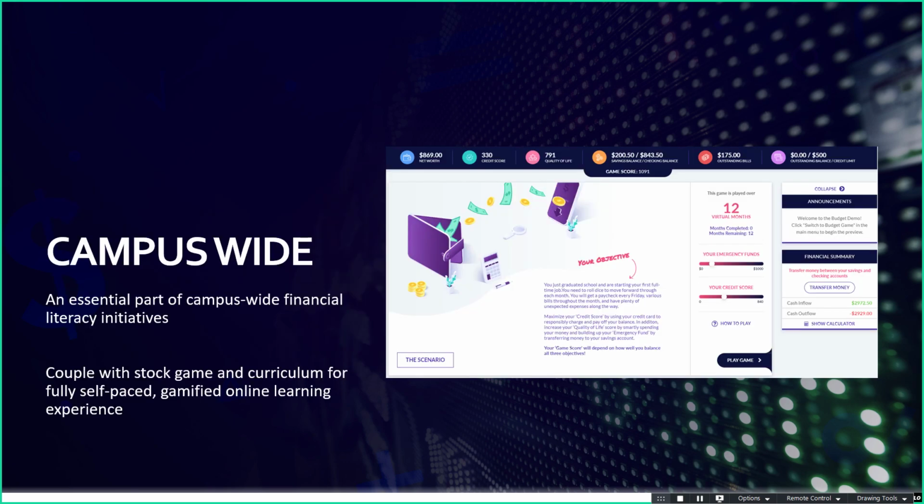The second option is campus-wide. We've already had a lot of talks from our early testing teachers who wanted to use these for campus-wide personal finance initiatives. So they would couple the stock game with the budgeting game for a fully self-paced, gamified online learning experience. An example of this would be the students start in the budgeting game. They are asked to, for the first 2 months, save up their first $1,000 in their emergency fund. After they finish those $1,000, we credit their stock portfolio with $1,000 and they can start investing it.